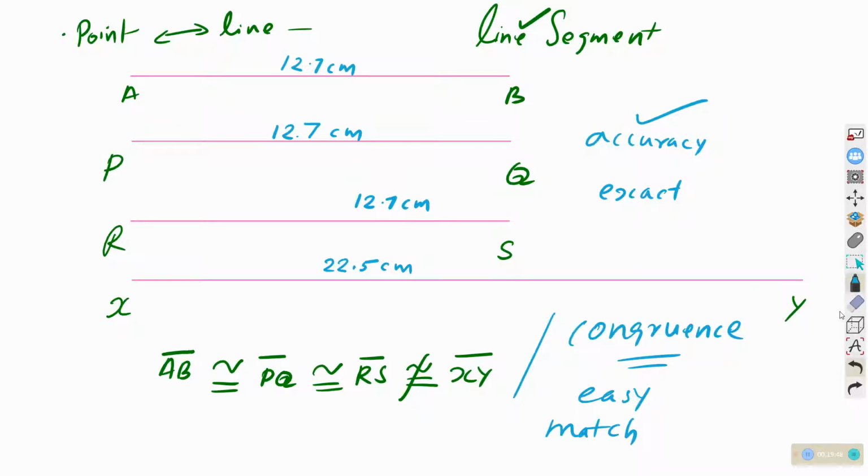Let me move to circles or angles and other aspects of this congruence. Let us think about circles now. These are two circles. Are they similar, or sorry, not similar, are they congruent?